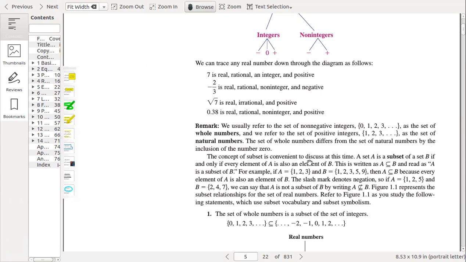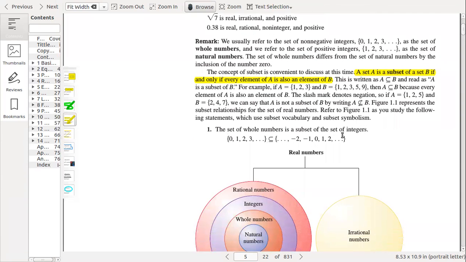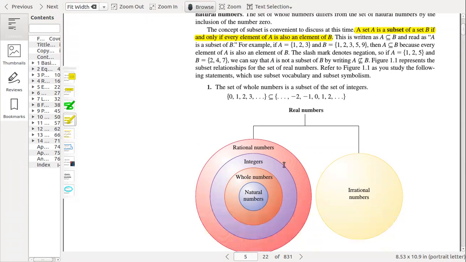The concept of subset is convenient to discuss at this time. A set A is a subset of set B if and only if every element of A is also an element of B. This is written as A ⊆ B and read as A is a subset of B. For example, if A is equal to {1, 2, 3} and B equal to {1, 2, 3, 5, 9}, then A is a subset of B. Similarly, we can give an example that the set of whole numbers is a subset of the set of integers. It's a bigger diagram.